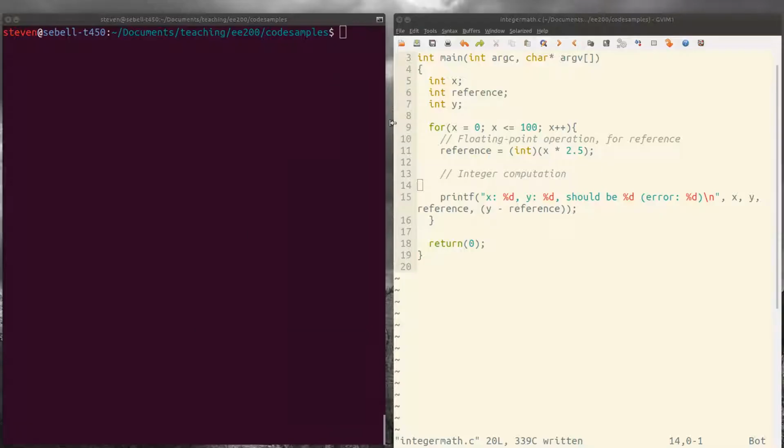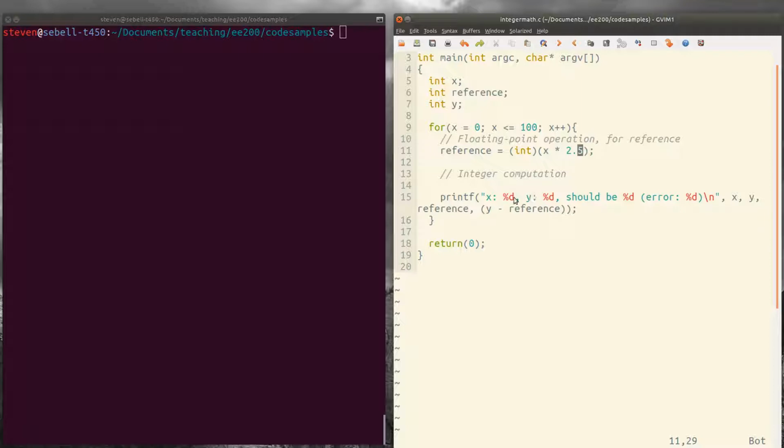Okay, so here's a little example. We've got a program that's going to take one input value, x, and it's going to run from 0 through 100, incrementing each time. For each value of x, we want to multiply it by 2.5. We've got this reference value that we're going to do with floating point operations, but we want to replicate that basic multiplication by 2.5 with an integer computation. So eliminate multiplying here by 2.5 as a floating point number, and just do the same thing with integers.